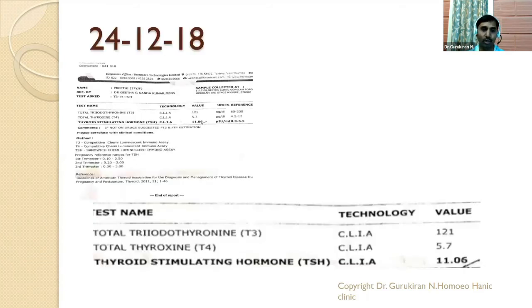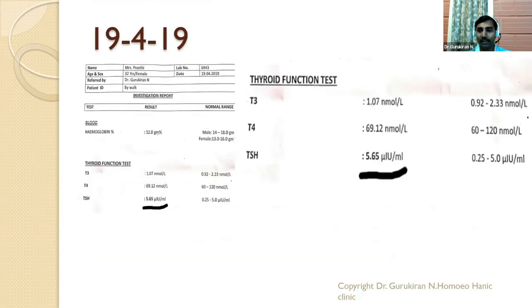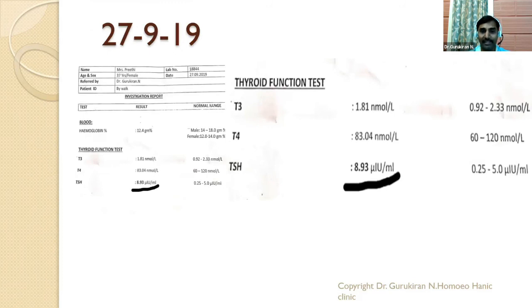See, this is the first report. What I'm showing is the TSH value of 11.06. After the prescription of Lycopodium, the constitutional remedy, it is 5.6. After that, I kept the case on Lycopodium 200 only for 3 months. Again, there is a slight rise of TSH value to 8.9. This is the date of my prescription, and the date is also mentioned here in the slide.